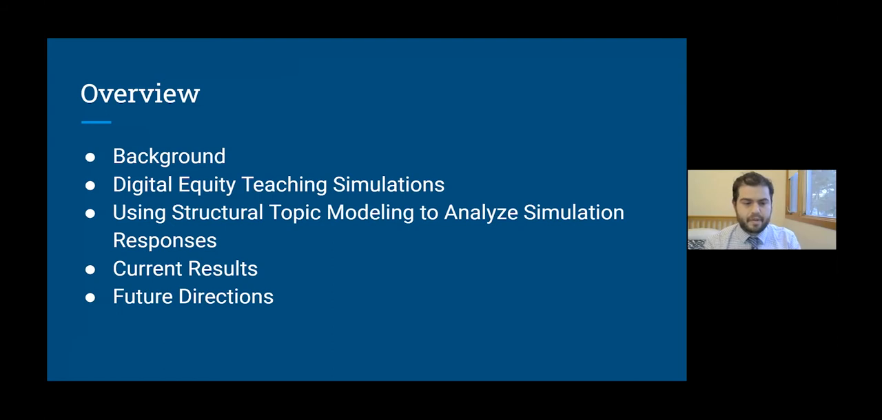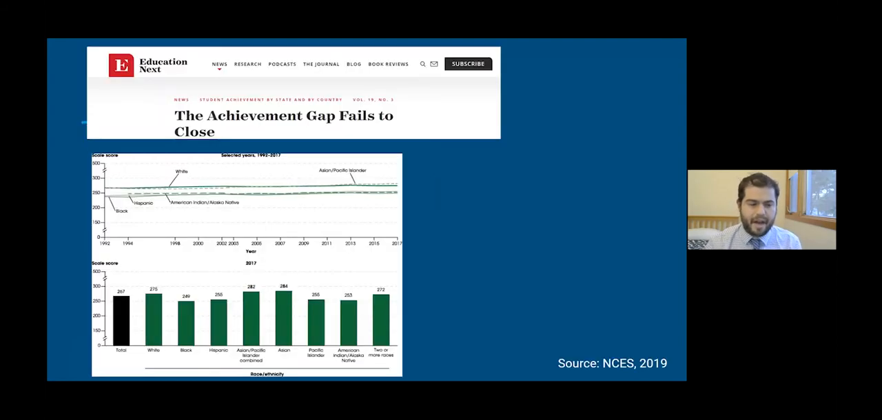So to start, just some background. Many of you have heard of the term the achievement gap. This is a term that's very commonly used in education policy circles, and it refers to the difference in achievement between white and Asian students and Black, Hispanic and Native American students. Policymakers have been talking about this for a long time, particularly since the 1980s, and there have been all kinds of education reform efforts to close the achievement gap.